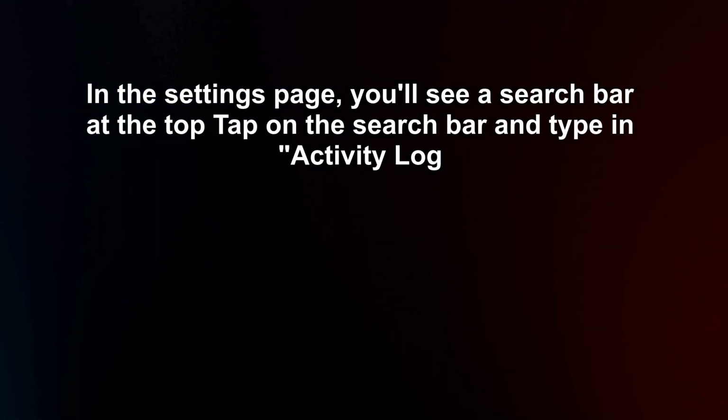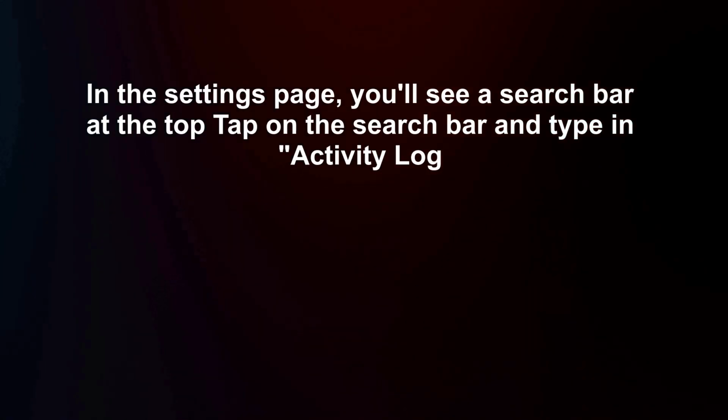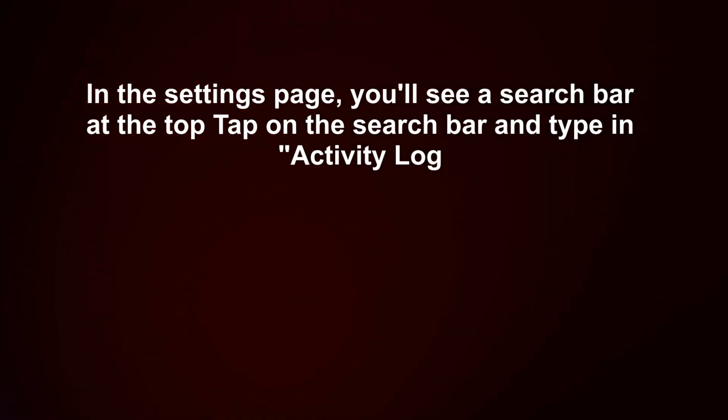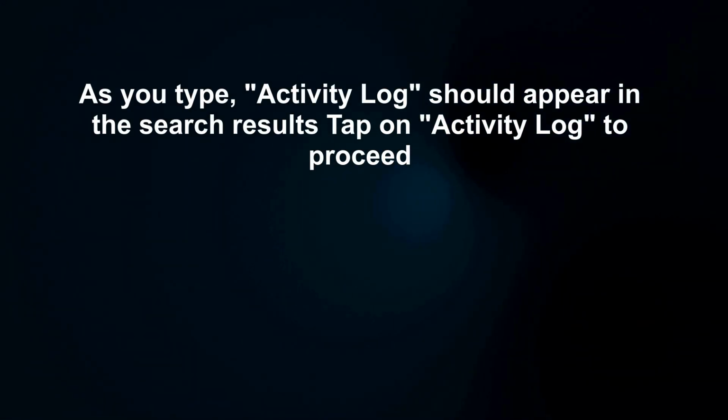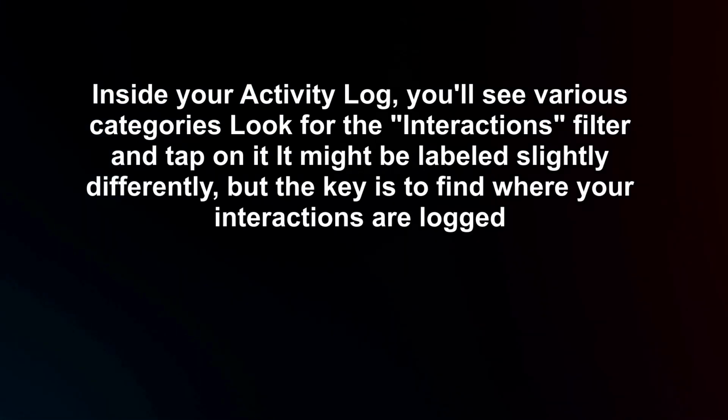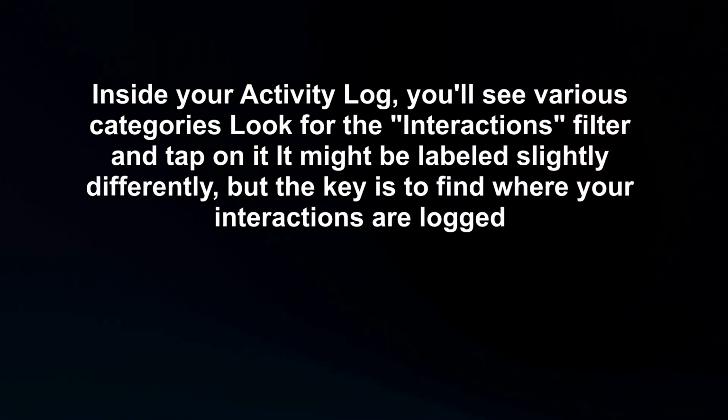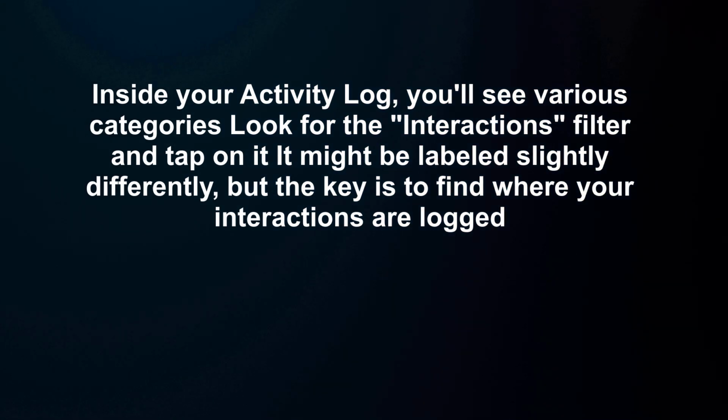In the settings page, you'll see a search bar at the top. Tap on the search bar and type in Activity Log. As you type, Activity Log should appear in the search results. Tap on Activity Log to proceed. Inside your Activity Log, you'll see various categories. Look for the Interactions filter and tap on it.